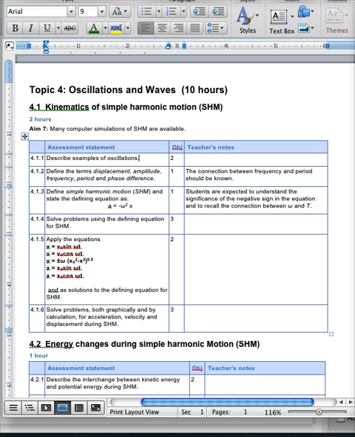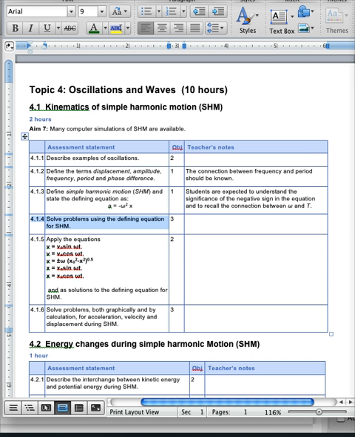Define simple harmonic motion and state the defining equation. Well, we covered that till we were blue in the face. I'm really hoping that that makes a lot of sense now. The negative sign in the equation is there because if x is pulled down to the negative a long way, a will be positive because it wants to force its way upwards. And we've worked out carefully the connection between omega and period. Solve problems using the defining equation for simple harmonic motion.